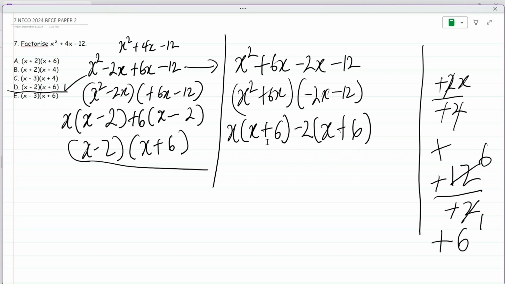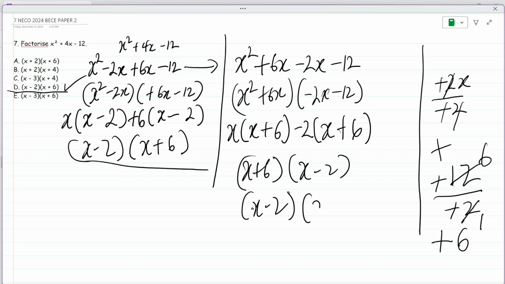And to know you're correct, this has to match this. This is x plus 6 and this is x plus 6. That means you're on the right path. You take one of them. You have x plus 6 in one bracket. Then in the second bracket, you have x and minus 2. You join the two factors or what you took out together. X minus 2. So like in the options, you have x minus 2 first, then x plus 6 in the second bracket. Still the same thing.